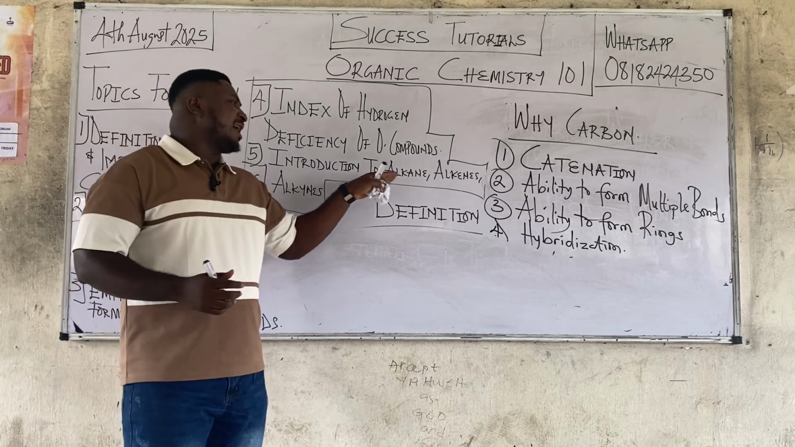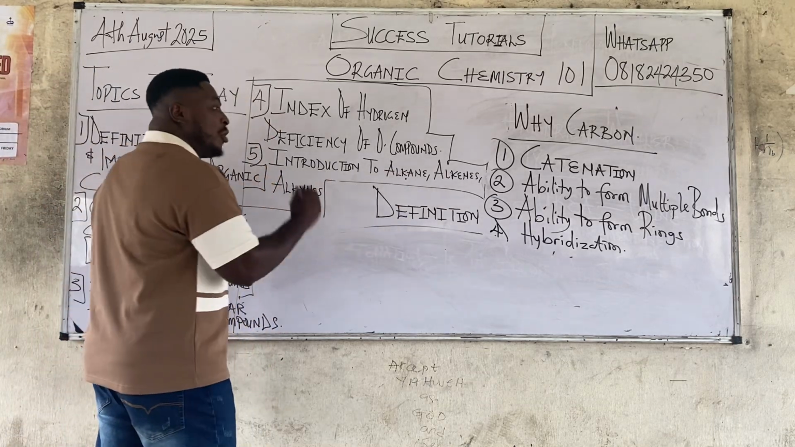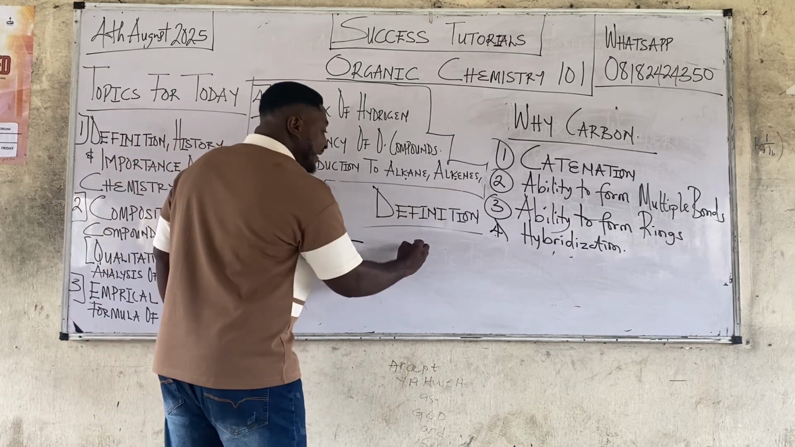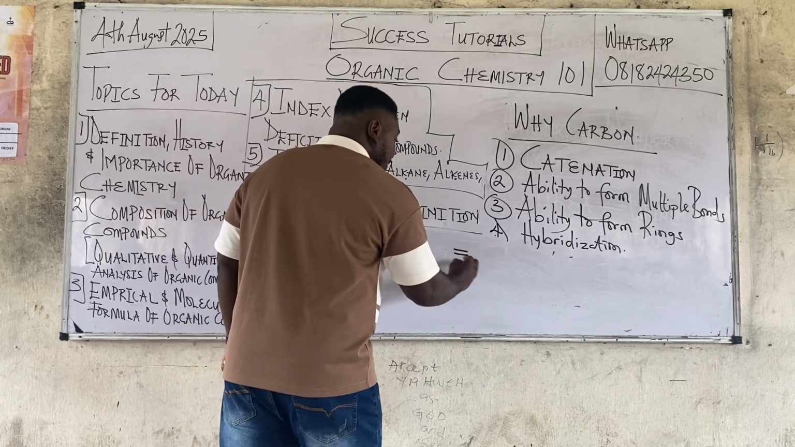Class, remember we already have an outline of what we're doing. Number 5 says introduction to alkanes. Class, these alkane families are known by their single bond nature. These alkene families are known by their double bond, and these alkyne families are known by their triple bond.